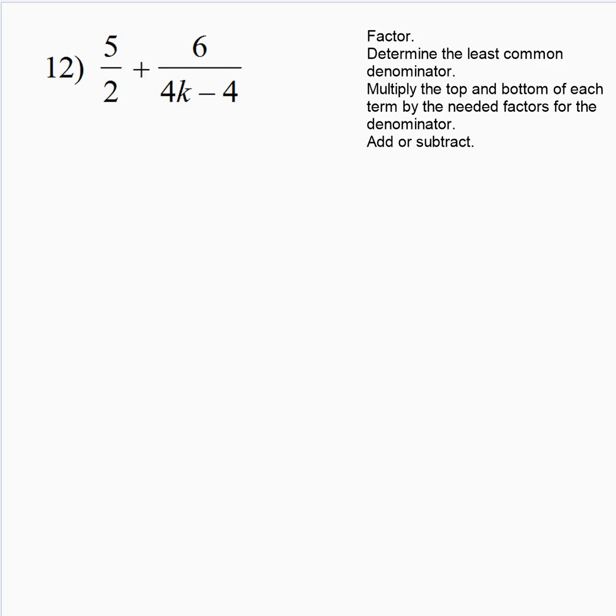Next one is another addition. We're going to go ahead and factor the 4k minus 4. We can factor out a 4, and that's 4 times k minus 1. And now we can look for our least common denominator. Now looking at our constants, a 2 and a 4, the least common denominator of 2 and 4 is 4. And then we have this k minus 1. So our least common denominator ends up being this denominator right here.